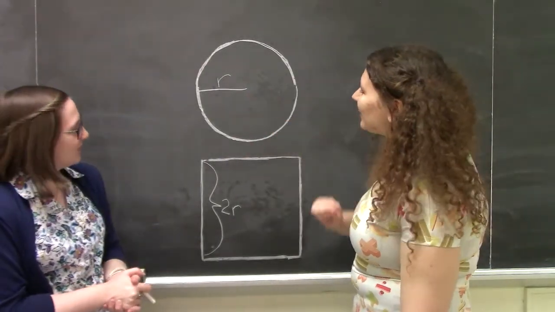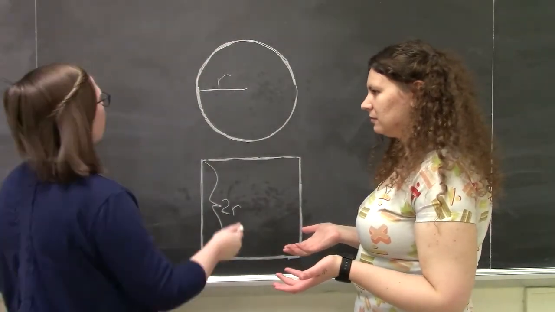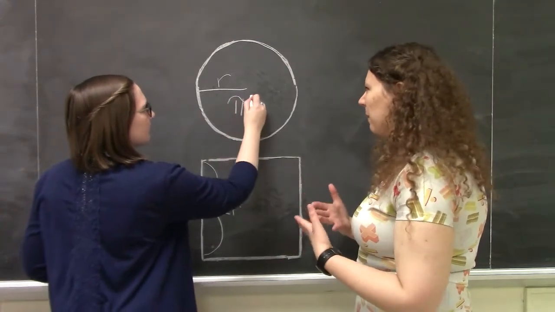So the area for a circle is pi r squared. Okay, that sounds complicated. I thought we were trying to figure out what pi is. We are, but we need to kind of get the stuff around it. So we've got pi r squared.